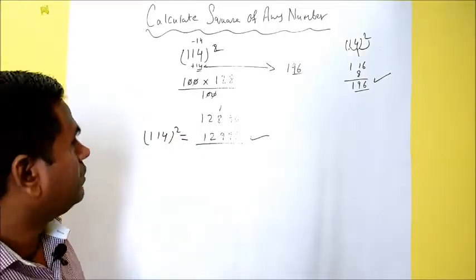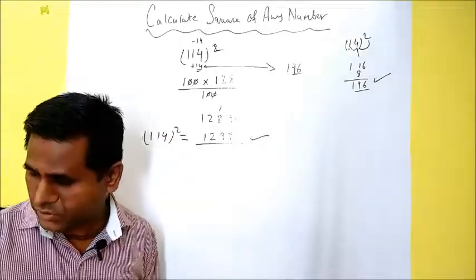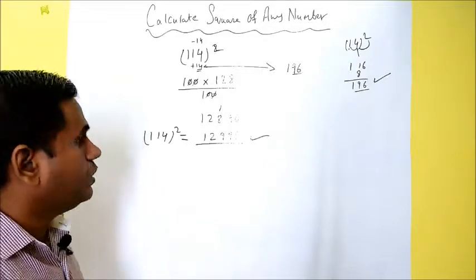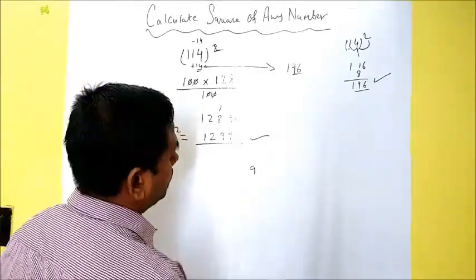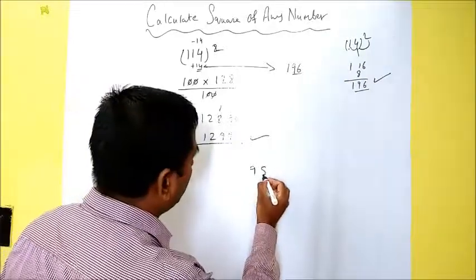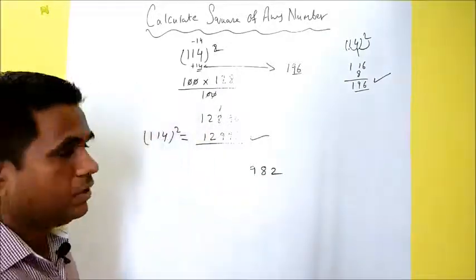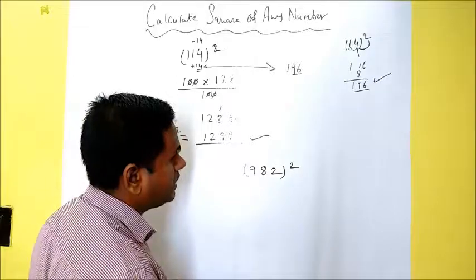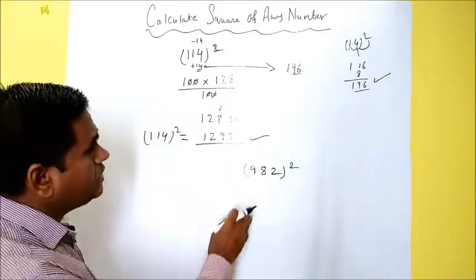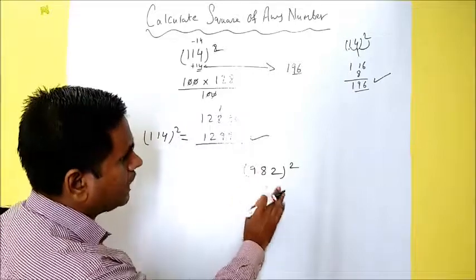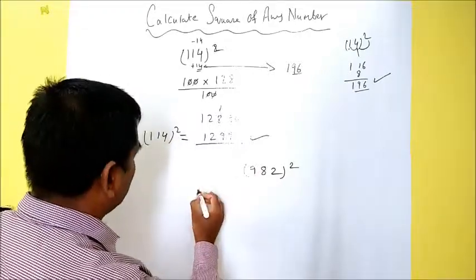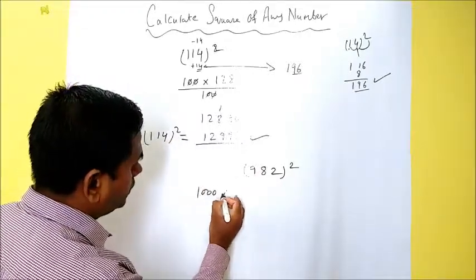Let us take one other example, friends, in which I'll take a bigger number. Let's say 982. We have to calculate the square of 982. In this, the nearest number is 1000. So I'll write here 1000 into.